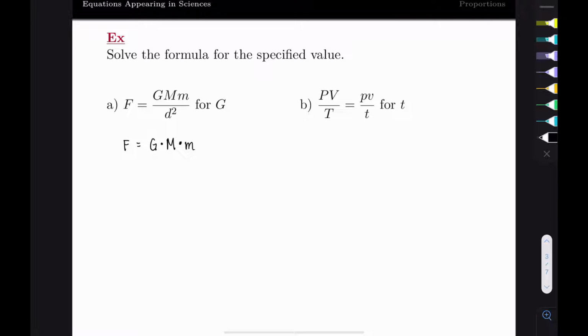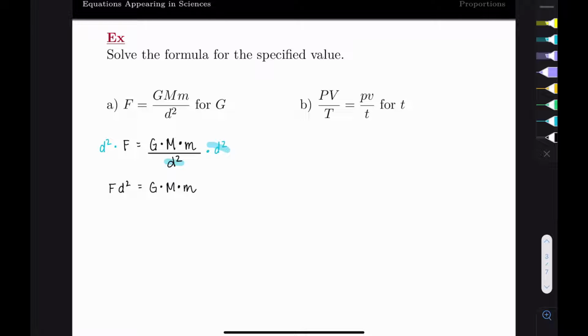I'm going to go ahead and add some extra little operations just so we can see what we have to do. So I want to isolate this variable. Looking at this expression, first thing I want to do is get rid of this fraction. So I want to multiply the d squared to the other side. So we're going to multiply this side by d squared, which means we have to do the same thing over here. So that will make those two cancel out. On the left-hand side, we'll have F times d squared is equal to G times capital M times little m.